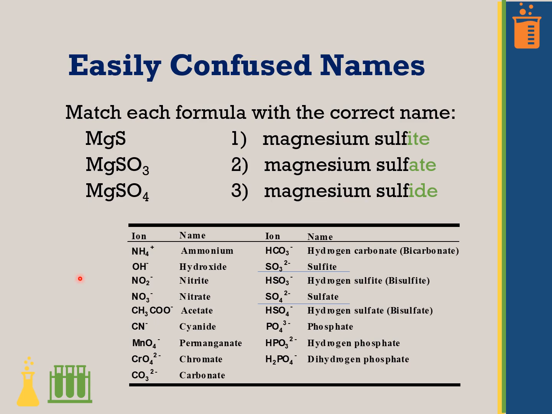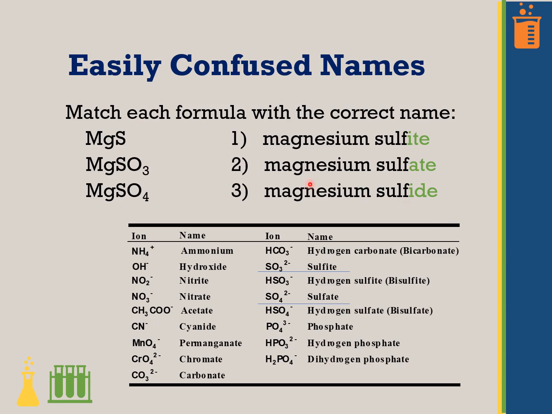So, some easily confused names for naming ionic compounds are shown on this slide and the next. We have 3 ionic compounds with magnesium as the positive ion and different negative ions. And these are the names of the 3 compounds, and we'll just have to match them up. Notice that the only thing different in these 3 names is shown in green, and that's the suffix.